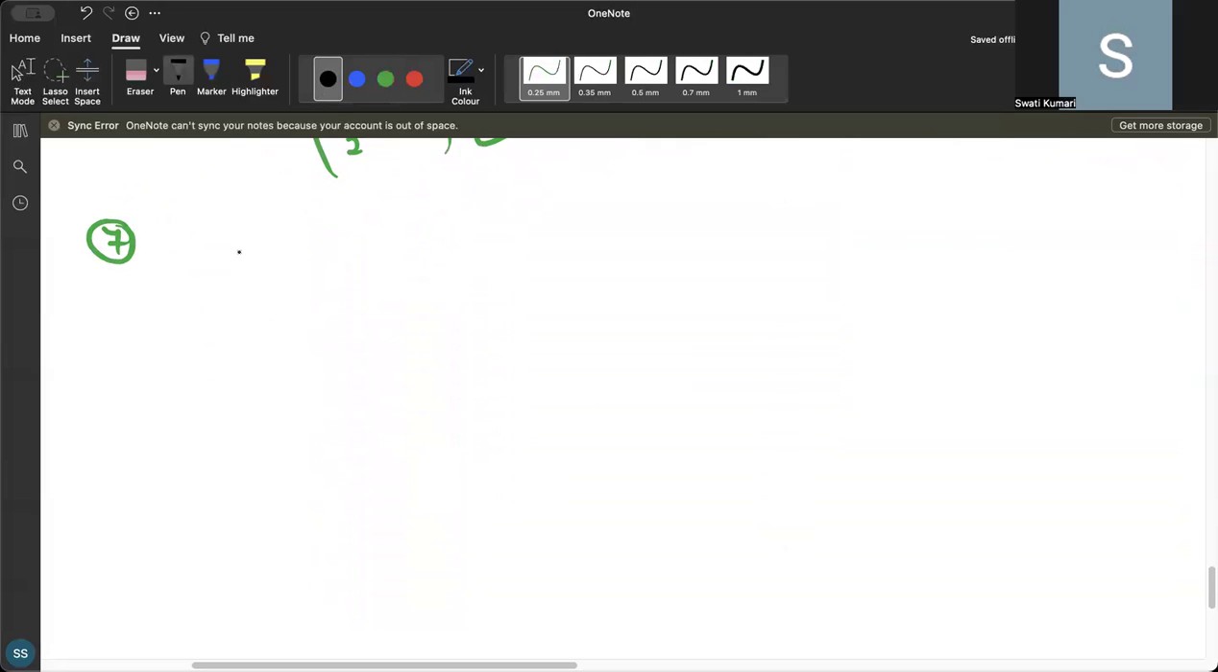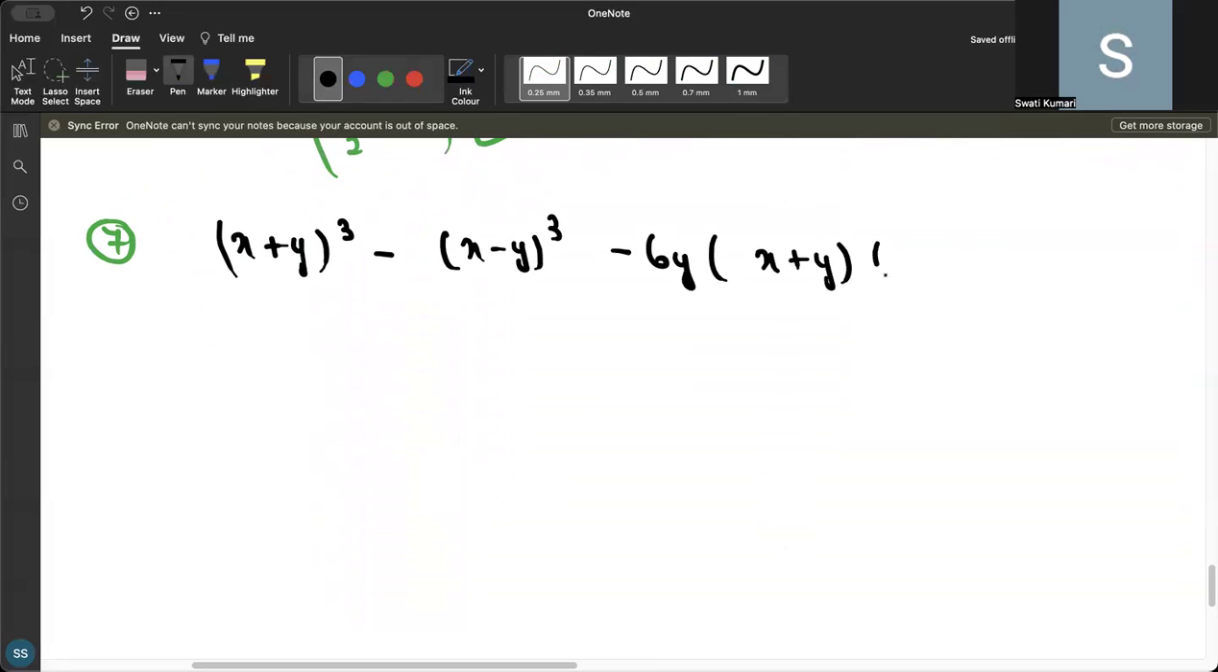Question number 7, we have to simplify: x plus y whole cube minus x minus y whole cube minus 6y into x plus y into x minus y. The question is simplify this. Okay. So to simplify this, here we can, of course, use the formula of a plus b whole cube, and a minus b whole cube. So yeah, we have to simplify this.